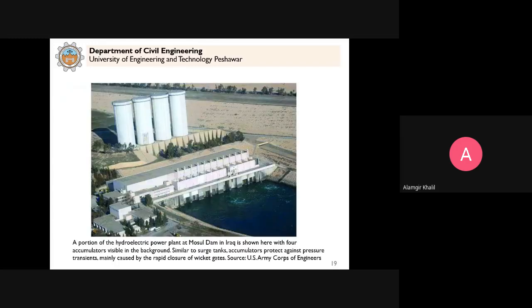You can see here that in a hydroelectric power plant in a dam in Iraq, 4 accumulators, which are similar to surge tanks, are provided. So whenever we want to stop the water, the water will rise in these tanks and the pressure increase can be avoided in the piping system.